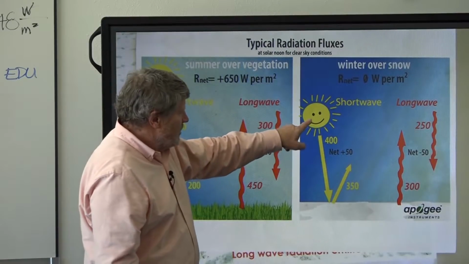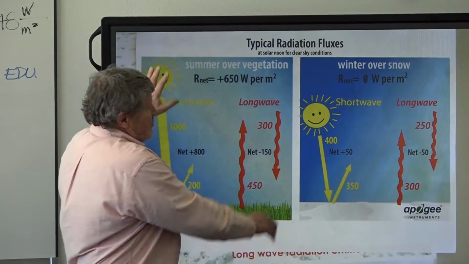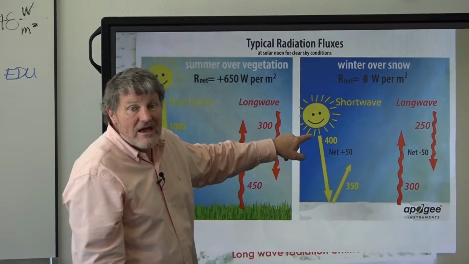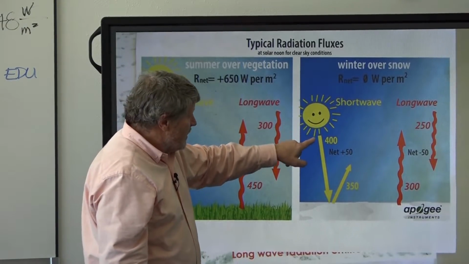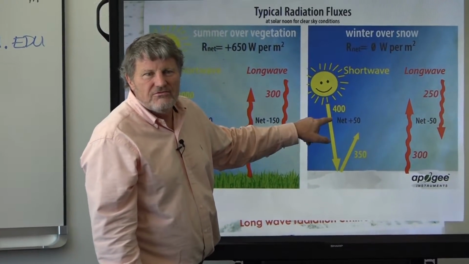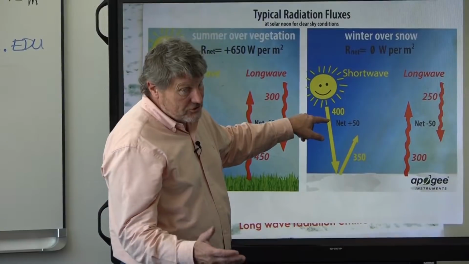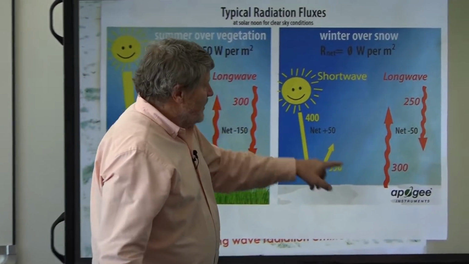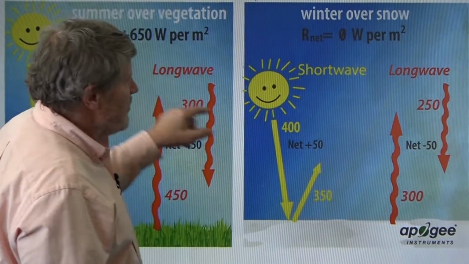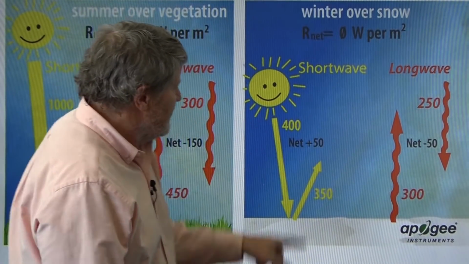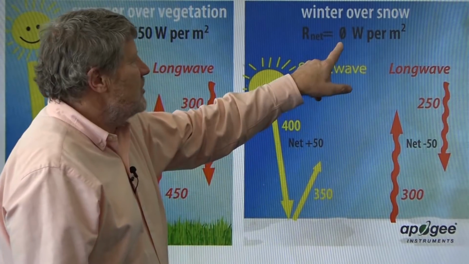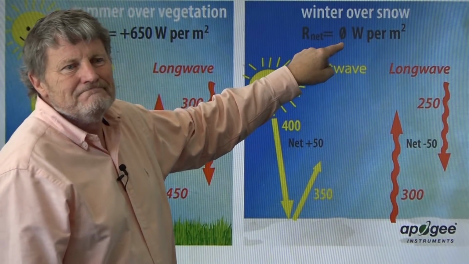Winter, much lower input. You can see the sun, anatomically correct sun, sank in the sky a little bit. 400 in, snow, 350 out. Now the net's only 50. In the winter, no wonder it's cold in the winter. Long wave, the snow is cold, so only 300, and a little bit less long wave from the sky. Net 50, or net plus 50, net minus 50, 0.